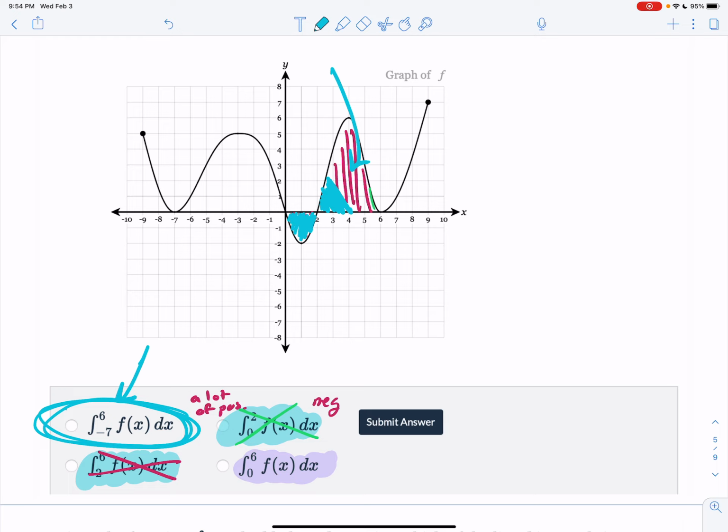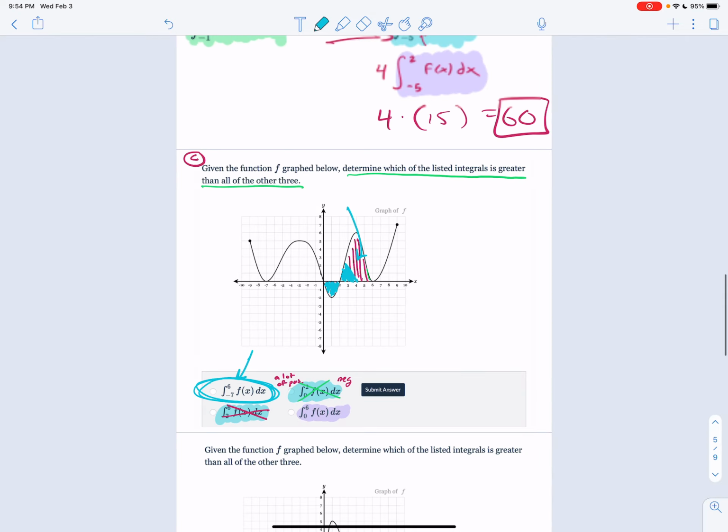So it's a lot of analysis. There's not a lot of work to be shown. You kind of have to just mentally color it in to see what happens. But let's try another one.